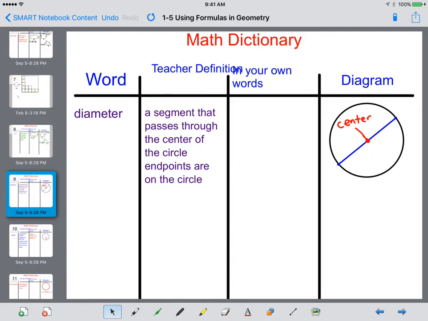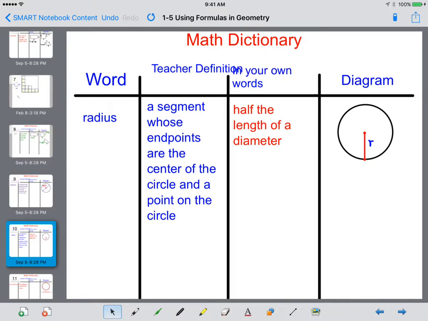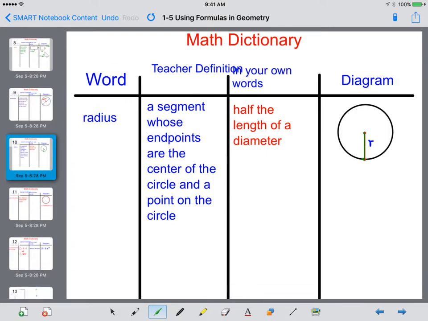Diameter is a segment that passes through the center of the circle, with endpoints on the circle. So diameter goes from end to end, and it goes right through the center. The radius is a segment whose endpoints are the center of the circle and a point on the circle. So it goes from a point on the circle to the center. It is half the length of the diameter.